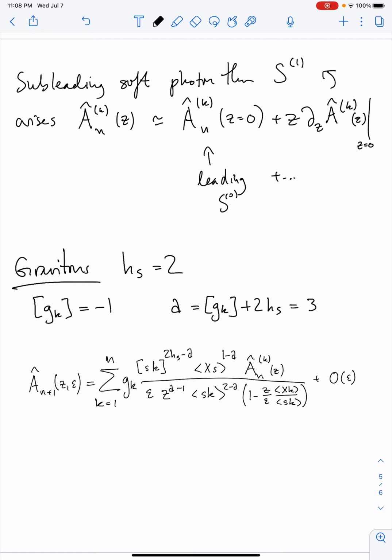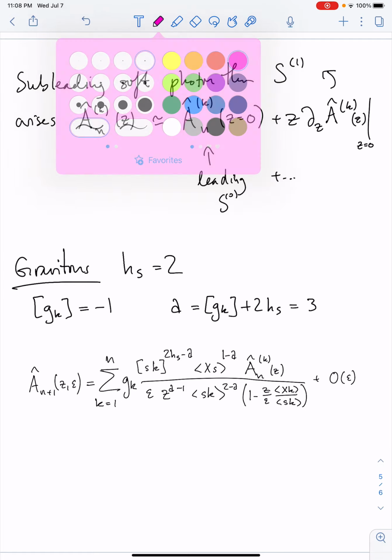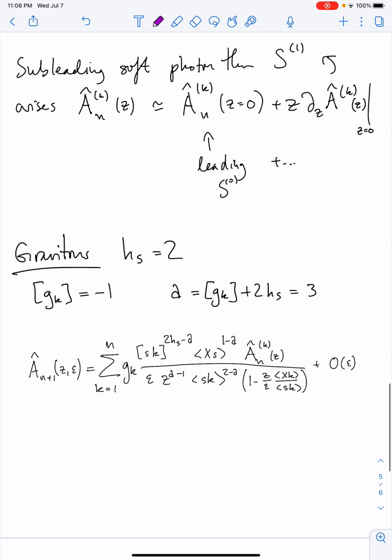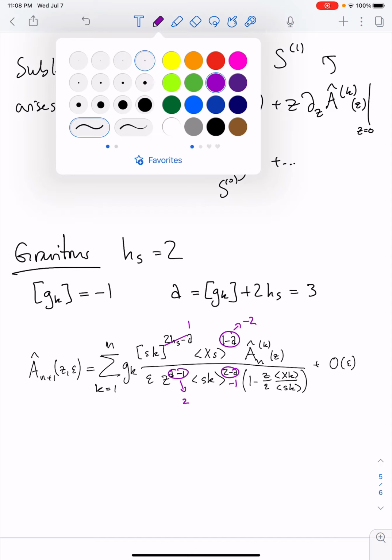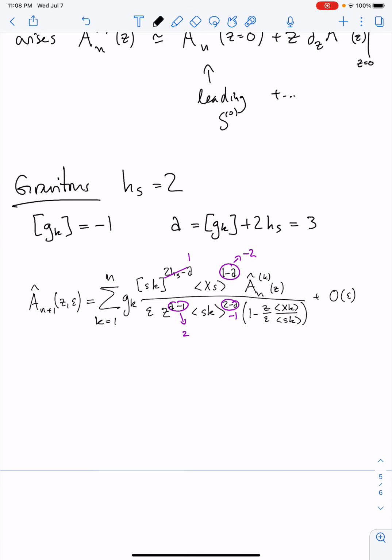So here it is magically appearing. And now let's see how we can apply it. So 2 times Hs is 4 minus 3. So that means that this whole factor amounts to simply 1. 1 minus A is going to be -2. A minus 1 will be 2. And then 2 minus A is going to be -1. Alright, so let's write this out and see what we end up with.